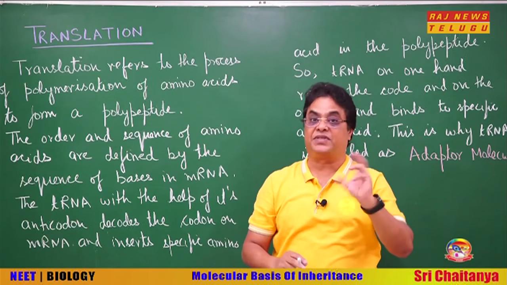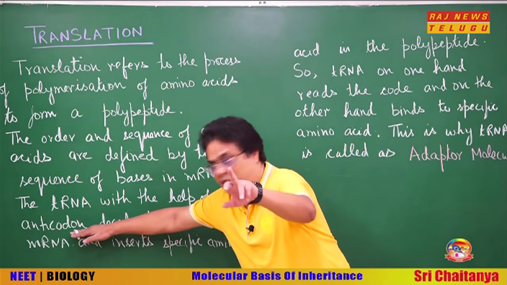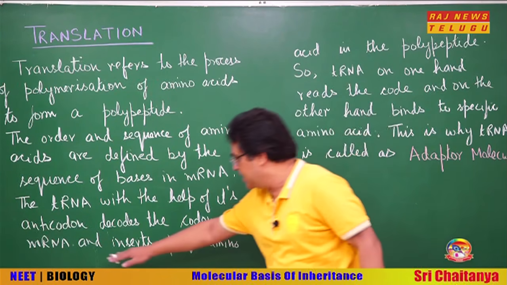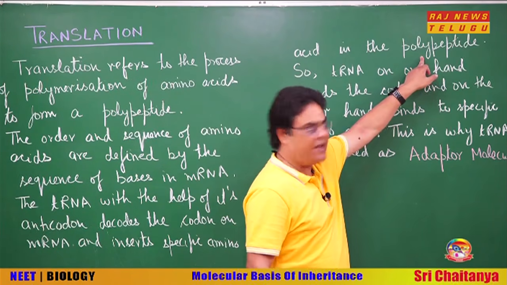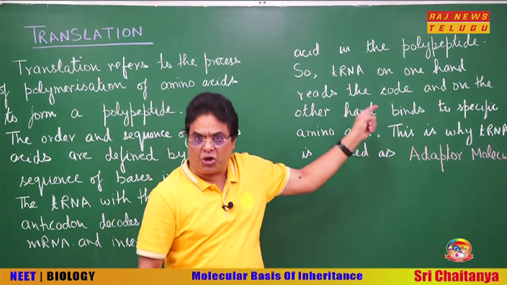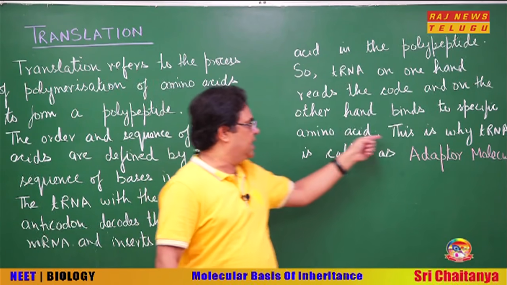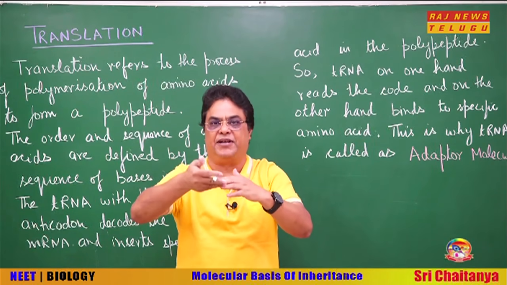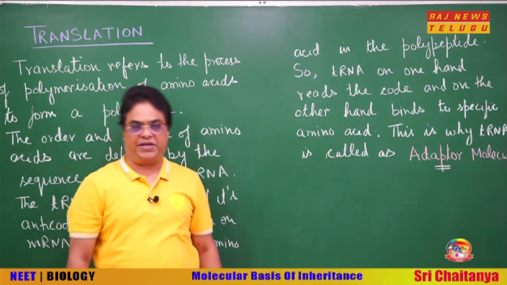So, in between comes the tRNA. The tRNA, with the help of its anticodon, decodes the codon on the mRNA and inserts a specific amino acid in the polypeptide. So, tRNA on one hand reads the codon, on the other hand binds to a specific amino acid. It means it serves as an adapter between the polynucleotide and the polypeptide. Hence, tRNA is called the adapter molecule.